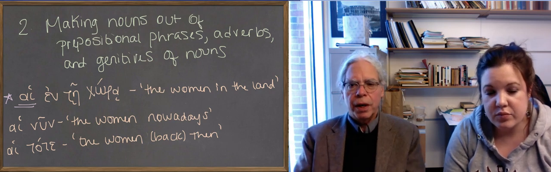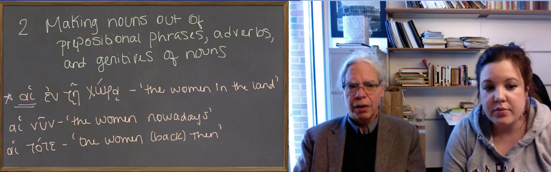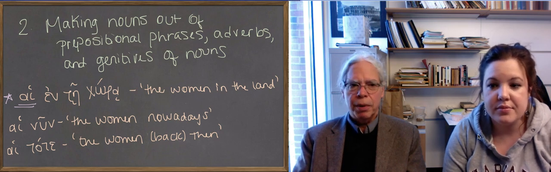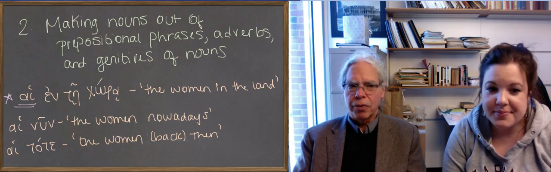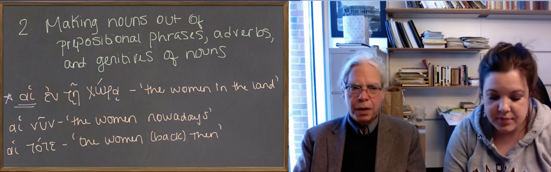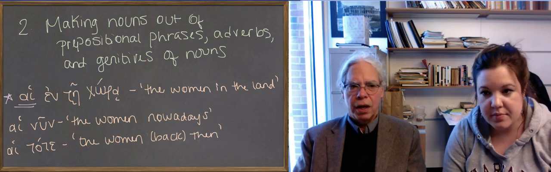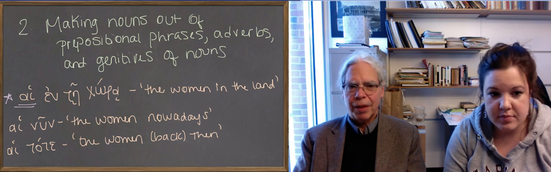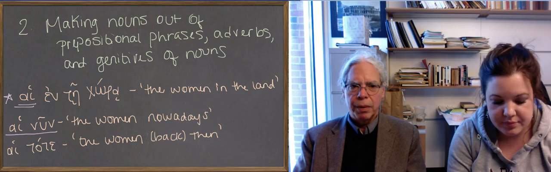Because it's the attributive use of the article, right? You've glued them all together. So it's the women in the land. You can do it with any prepositional phrase you want. Stick an article in front of it, of any gender you want, and so forth. You can do it with adverbs. So we learned, have we learned these? I think we have. The adverb nun, which means now, and the adverb tote, which means then. So if you say hai nun, the women, it means the women nowadays. Or hai tote, the women back then.